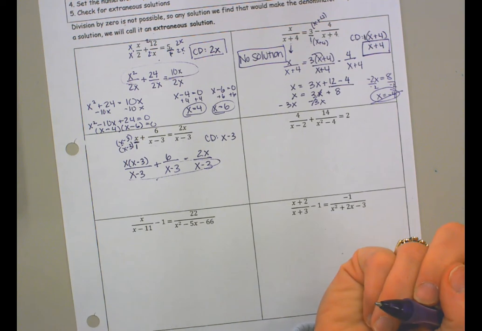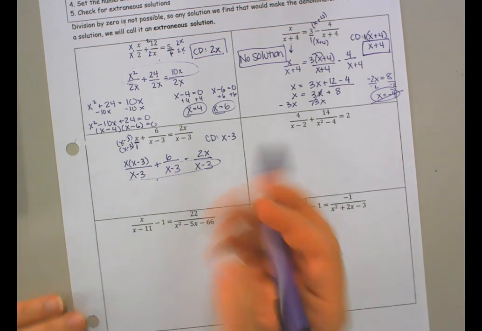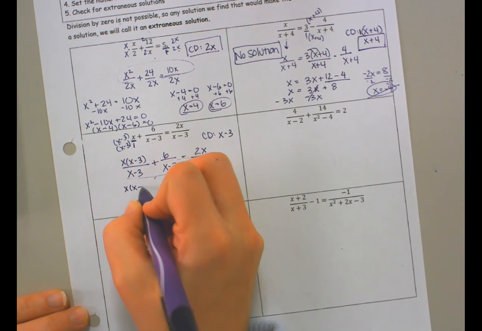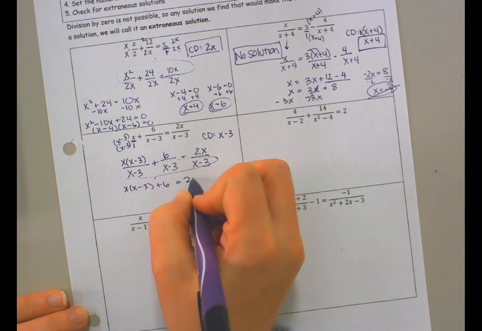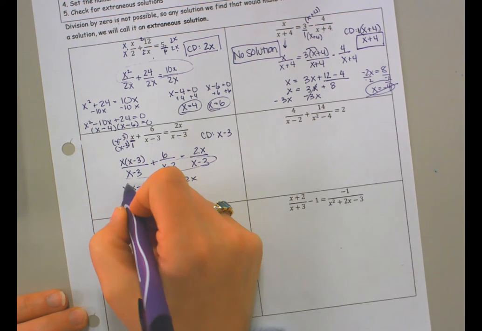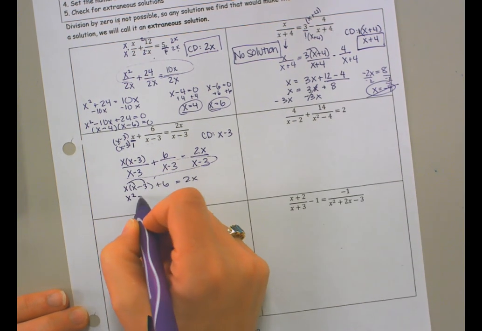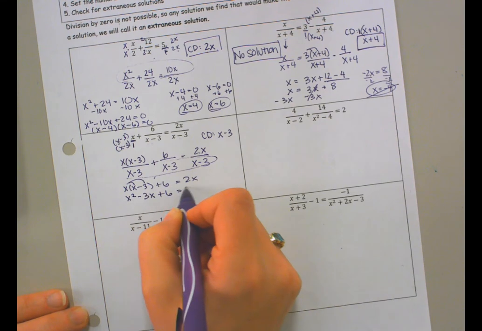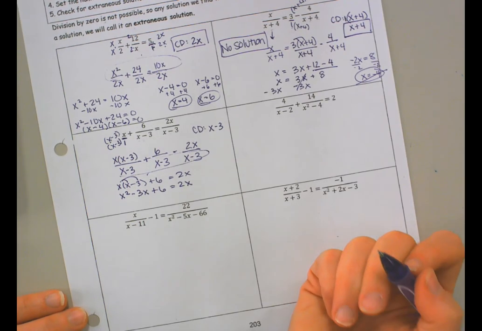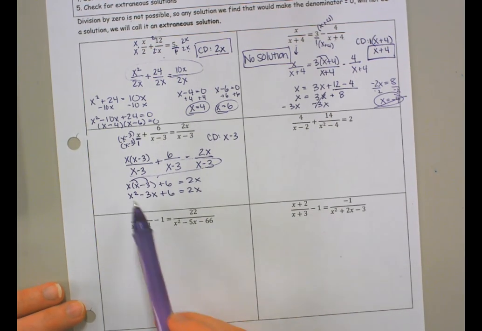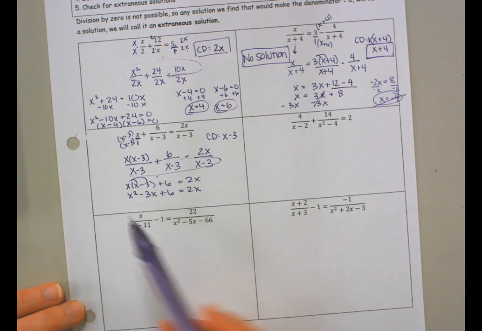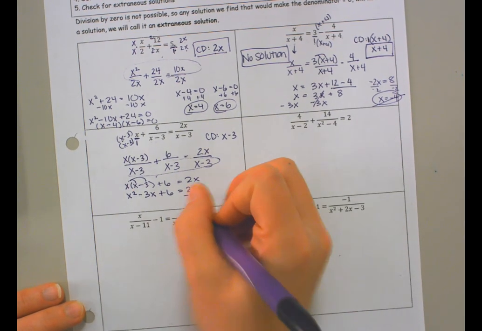So then when all of my denominators match, I'm just solving the numerator. So I have x times x minus 3 plus 6 equals 2x. If I start by distributing, I have x squared minus 3x plus 6 equals 2x. Because it's a squared, I'm going to bring everything over to factor it. So I'm going to subtract 2x from both sides.